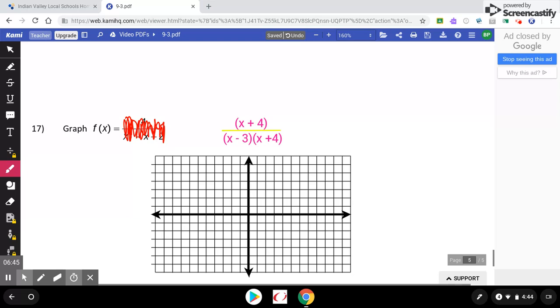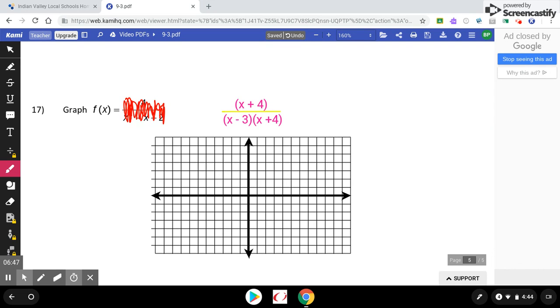I scribbled out the one that was there. I'm going to give you a new one here. I have no idea why the fraction bar is that color, but I don't know how to change it.